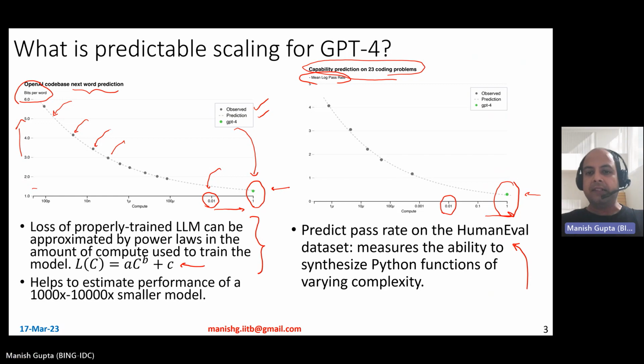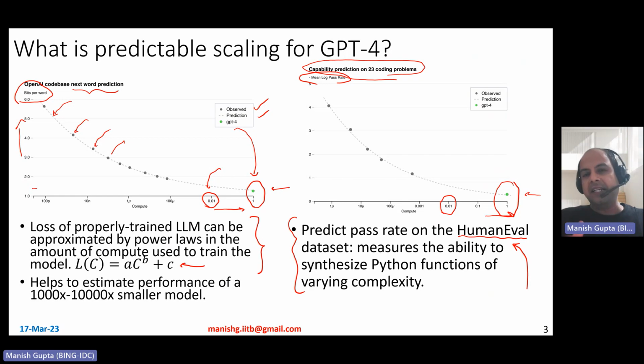They also did yet another experiment of predicting the pass rate on the HumanEval dataset. Remember, the HumanEval dataset is a dataset which has a lot of coding problems. And here the problem is, or rather, what is pass rate? The problem is that, given a particular documentation, the model is expected to generate code.